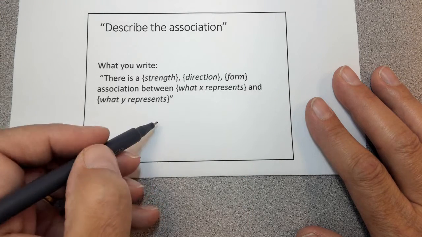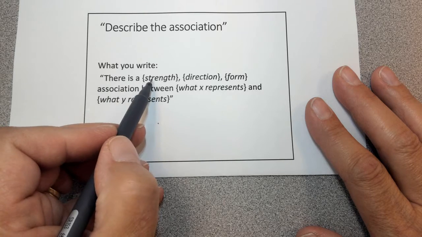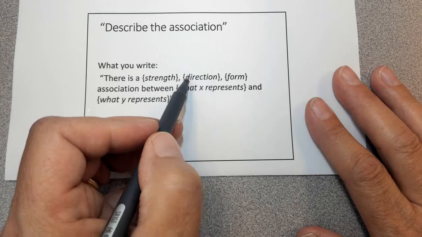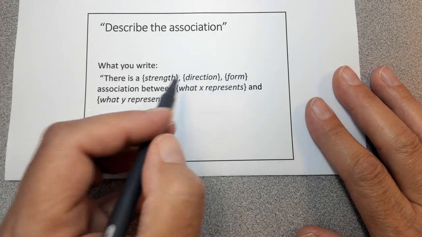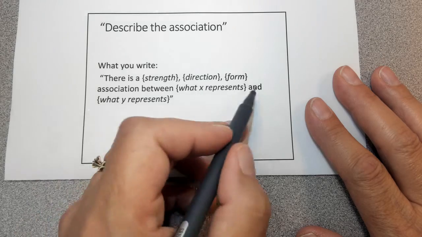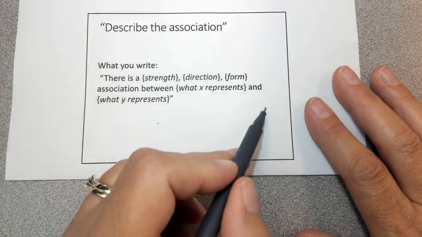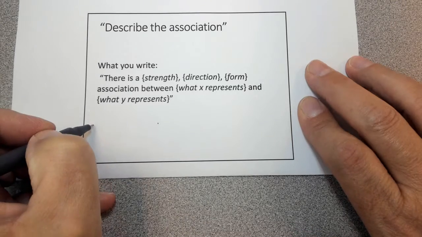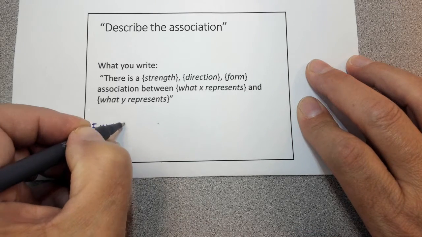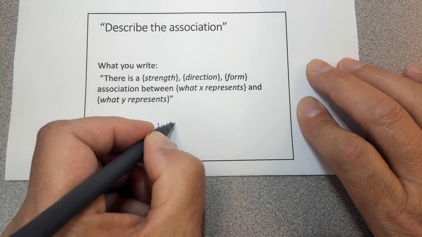So for the graph of the husband-wife ages, I might say there is a strong, positive, linear association between husband's age and wife's age. You fill in the blanks. Learn to write the magic sentence. So fill in blanks with words.